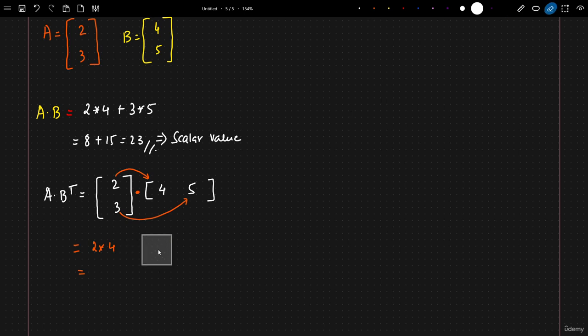The reason why I'm showing you this is because even in machine learning, even in deep learning techniques, we use this kind of transpose technique, right? So this will be 8 plus 15, which is nothing but 23.